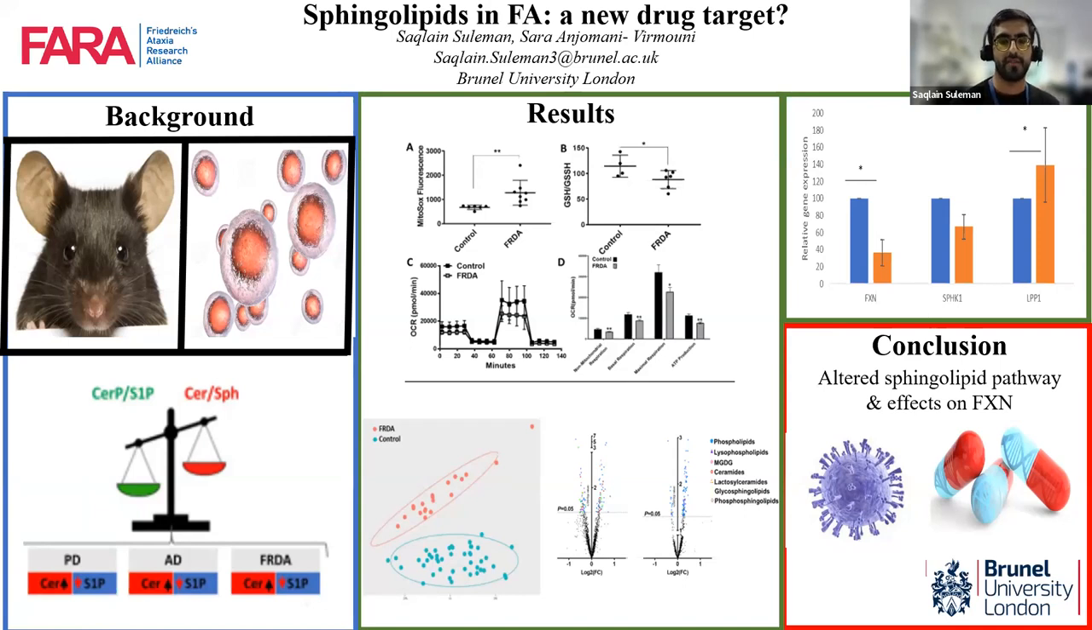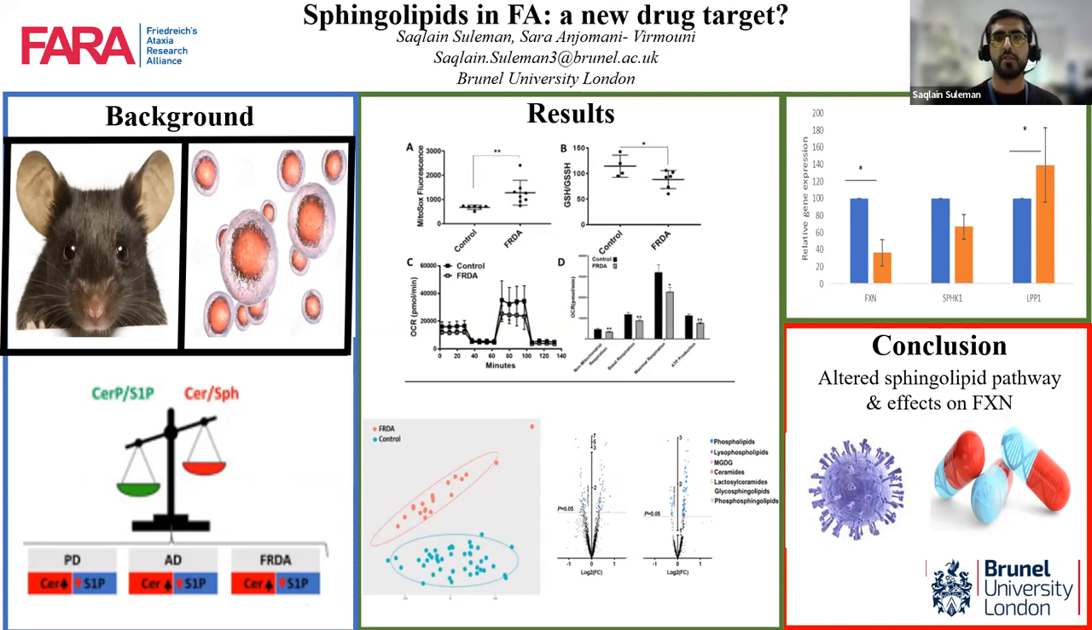And we confirm this even further by not just looking at the expression of the genes, but also at the protein quantity, which all correlate together to show the negative effect of this altered expression of these sphingolipids on Friedreich's ataxia. And this has been confirmed both in the cells that we grow in the lab and our mouse model.